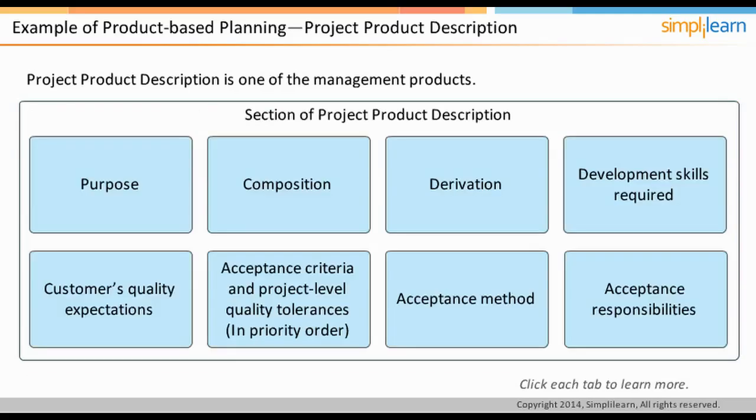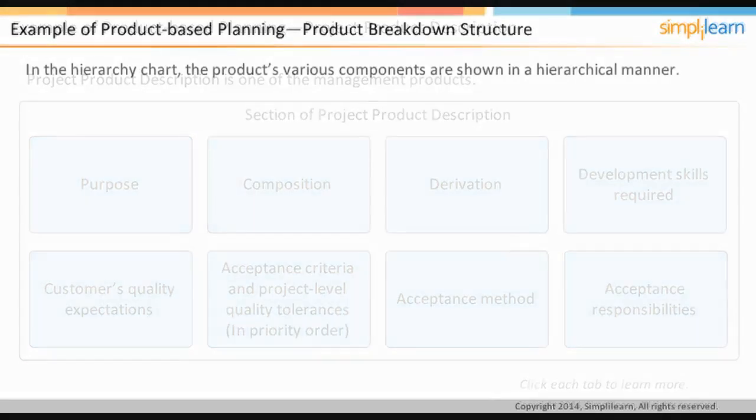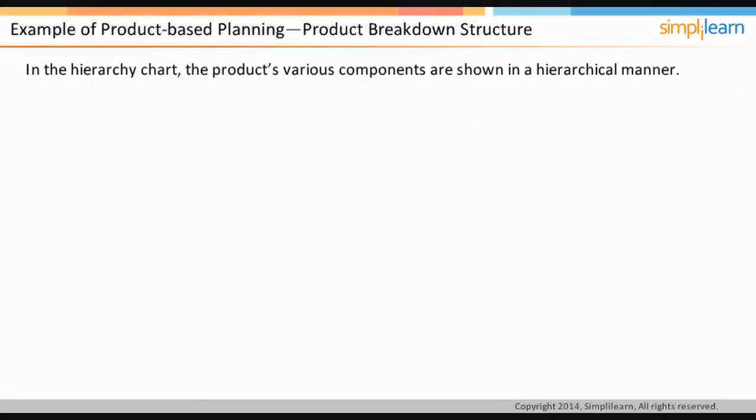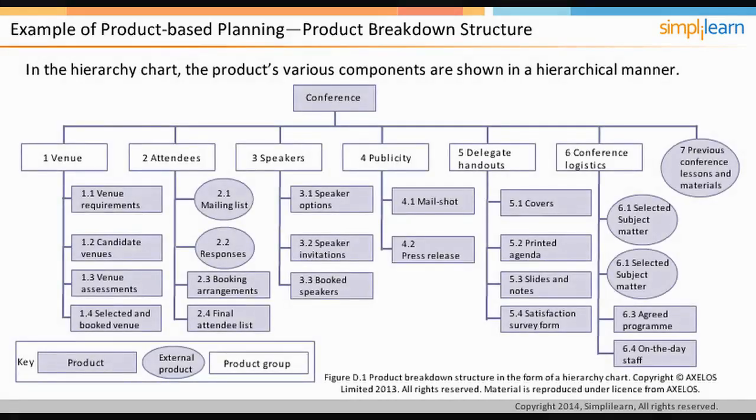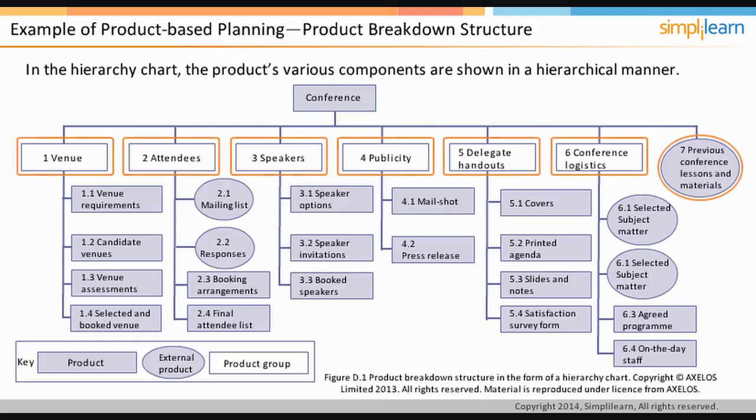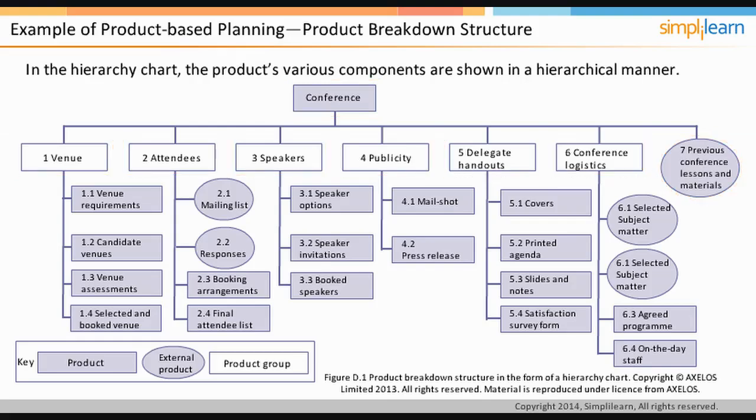Let us discuss an example of product-based planning, which is product breakdown structure, in the following screen. PRINCE2 does not recommend any specific form for product breakdown structure. In the hierarchy chart, the various components of the product are shown in a hierarchical manner. For arranging the conference, venue, attendees, speakers, etc. are needed. If the product venue is further classified, then the venue requirements, candidate venues, etc.